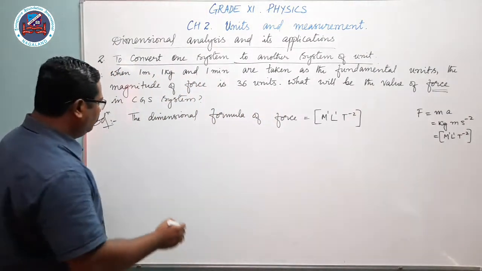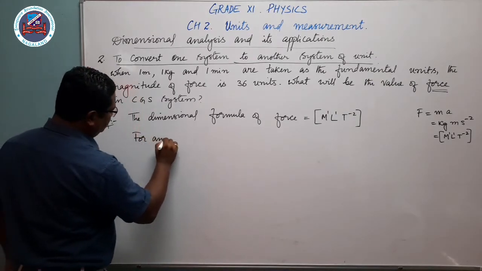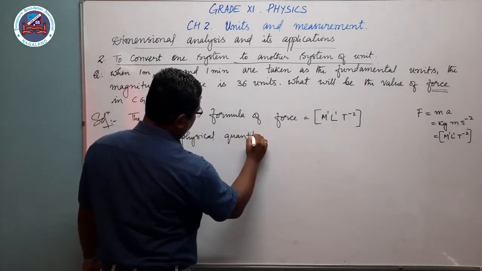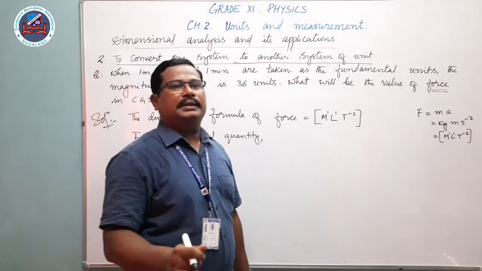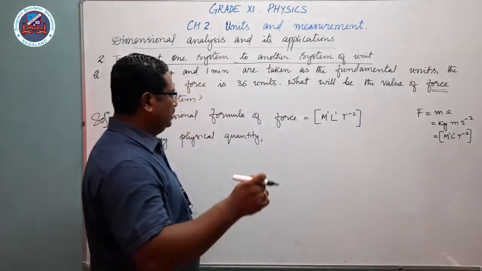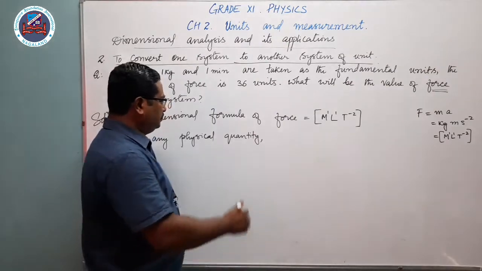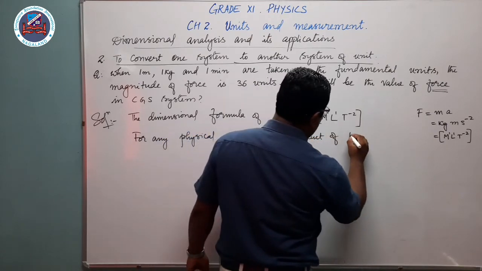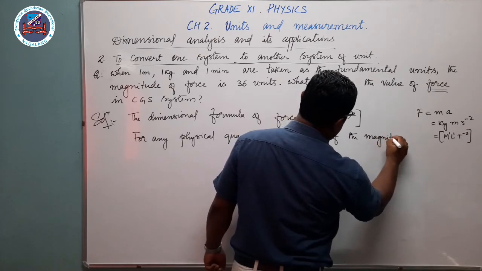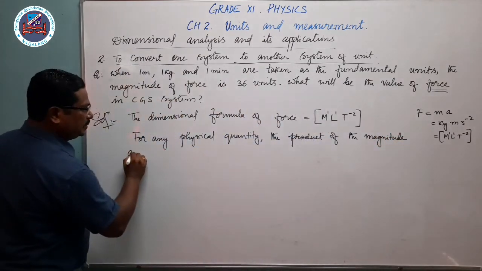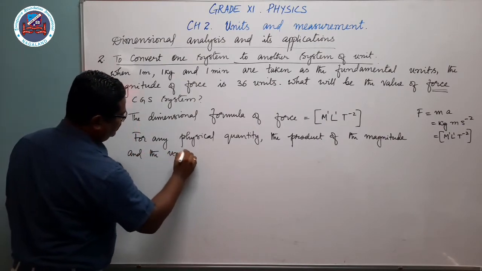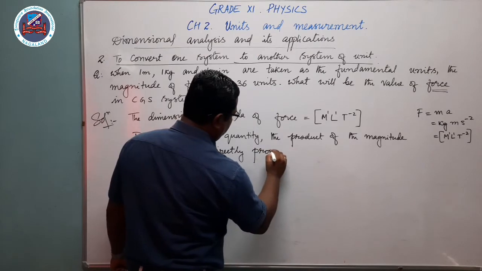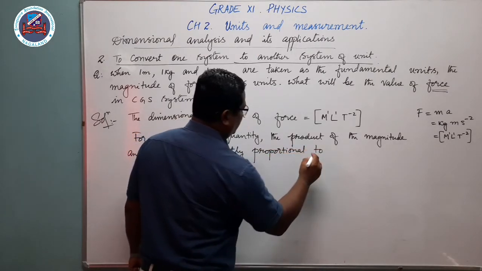Then you have to know one thing. For any physical quantity, the magnitude of that physical quantity and the unit are always inversely related, so the product of the magnitude and the unit is directly proportional to each other.